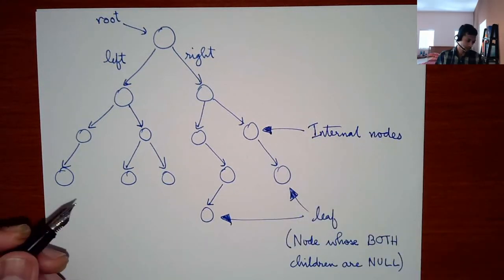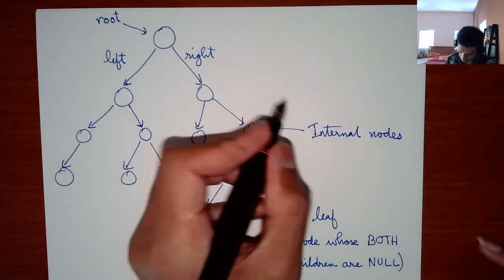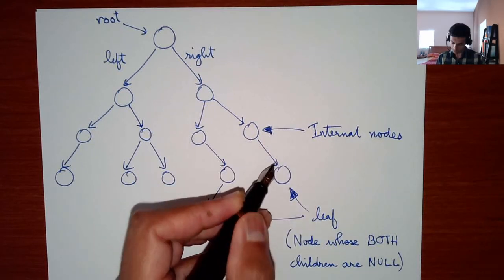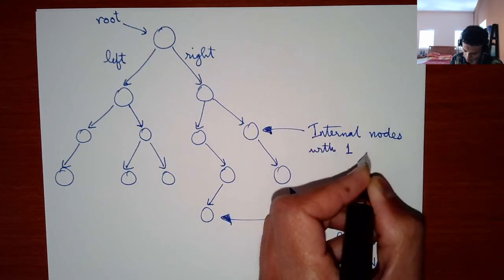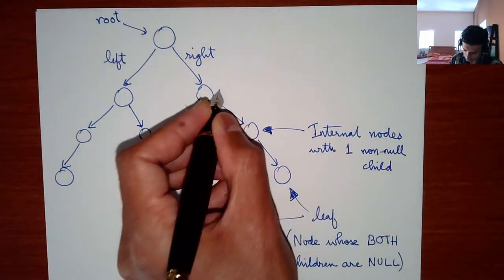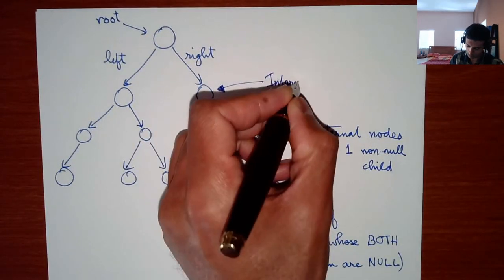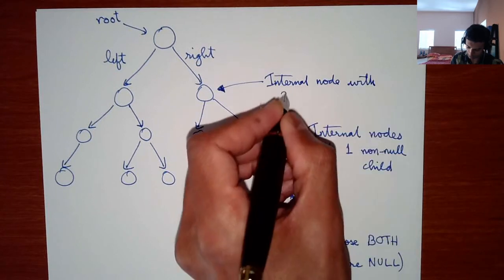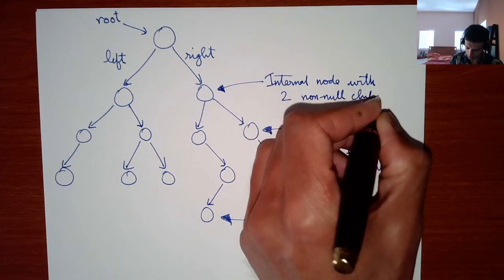Internal nodes. Now, internal nodes have 2 types. It can either have one non-null child, like so. So this is an internal node with one non-null child, and this is an internal node with 2 non-null children.